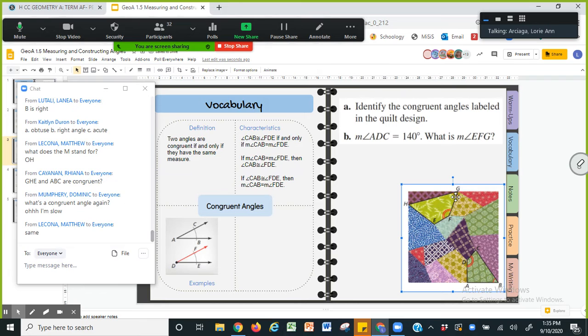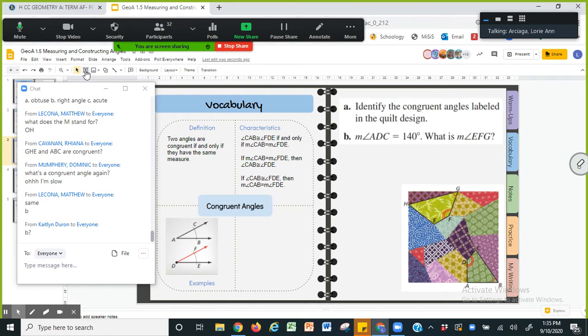This one has one tick mark. That's letter G. Now, what letter or angle in the other figure has the same number of tick marks? So what are they? B. Good. Okay, so let's type that up here.